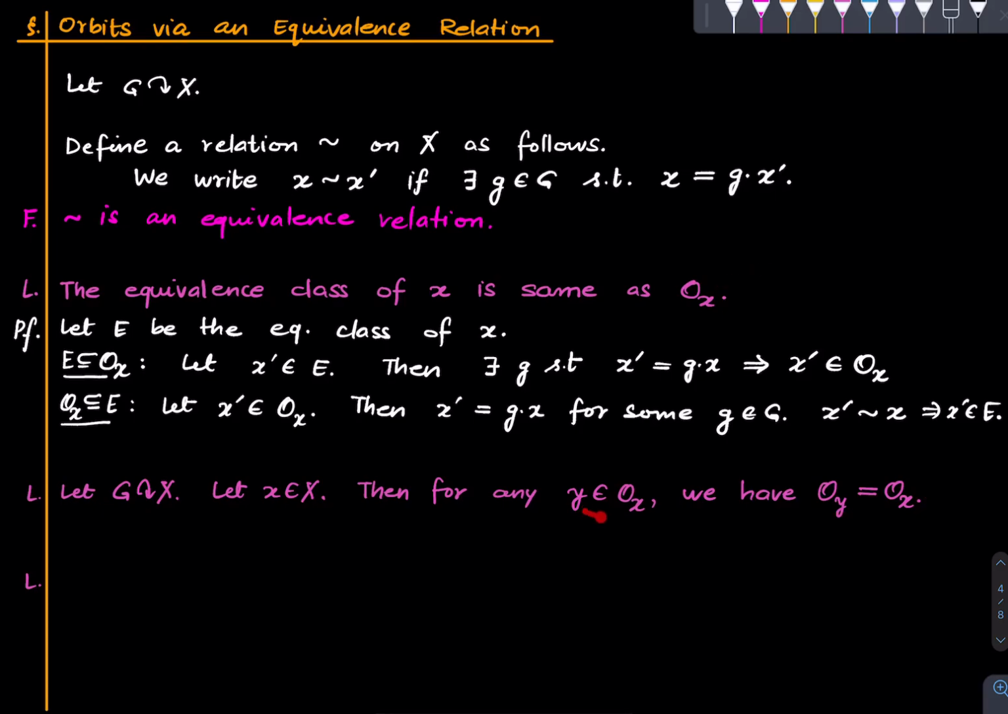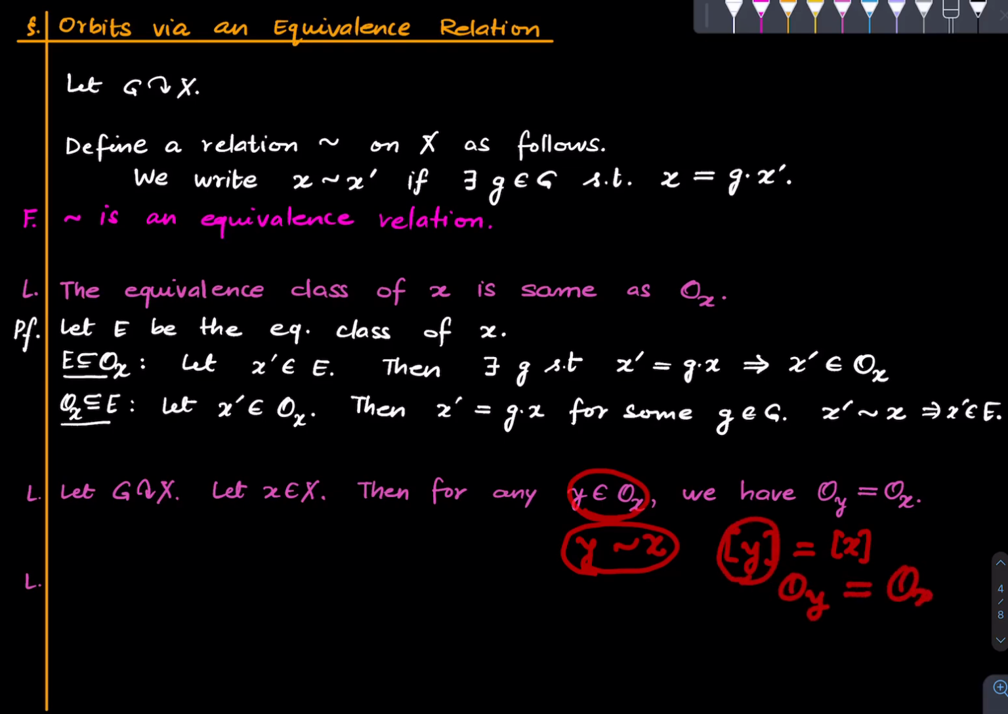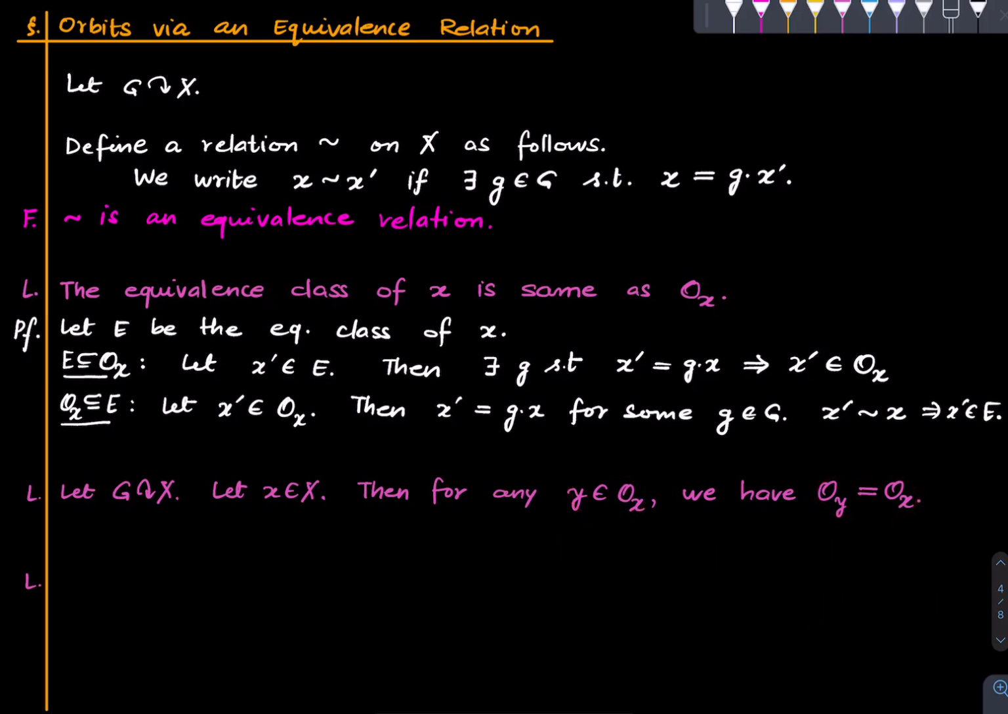So by the above lemma, y is in the orbit of x is the same as saying y is related to x. Since tilde is an equivalence relation, this is the same as saying the equivalence class of y is equal to the equivalence class of x. But the equivalence class of y, again by the above lemma, is the orbit of y, and the equivalence class of x is the orbit of x, and therefore this holds. So it's a consequence of the above thing.